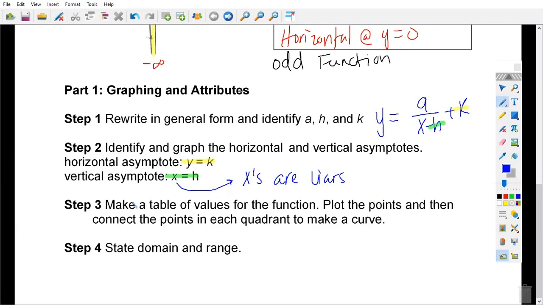Okay. Then we're going to make a table of values for the function and plot the points and then connect them, and we're done. Oh, wait, so what comes with x and the h? X is your independent variable, so it's not going to change. X is just there. H actually can be something. And then we're going to state our domain and range.